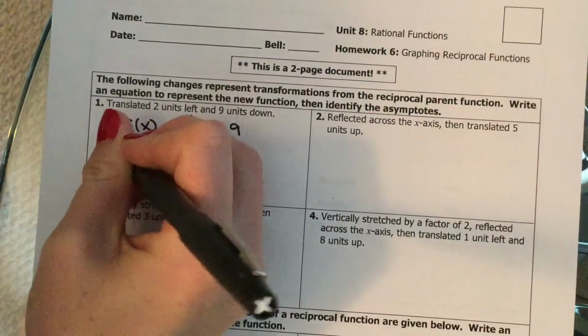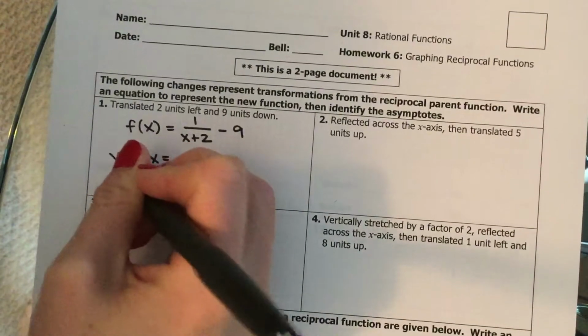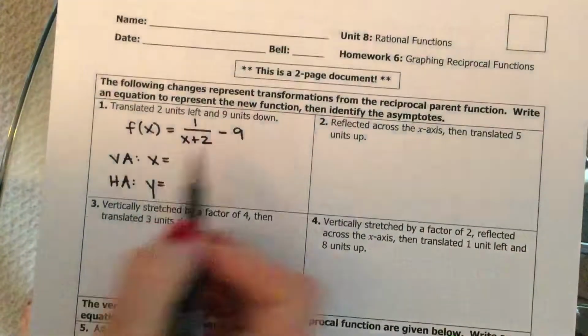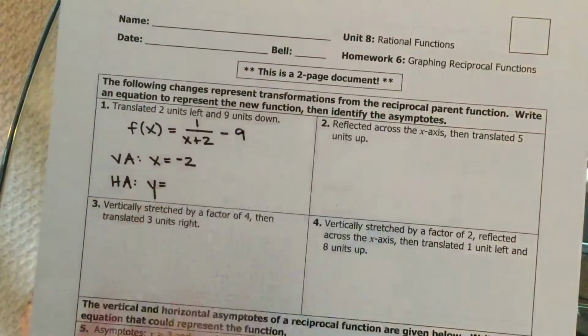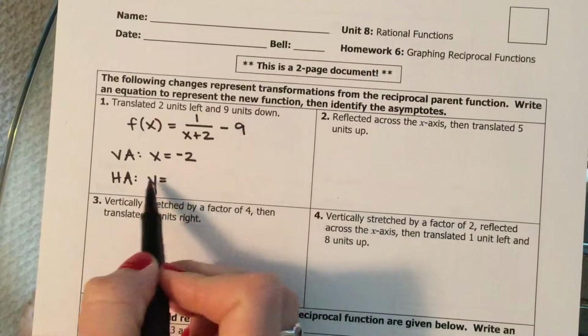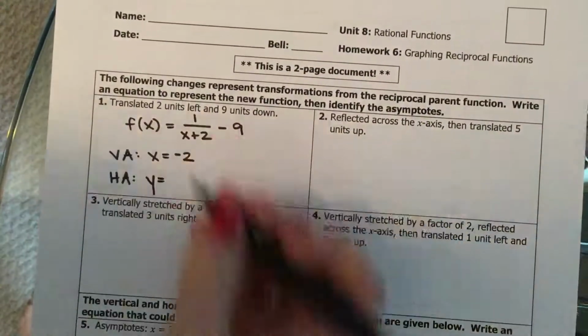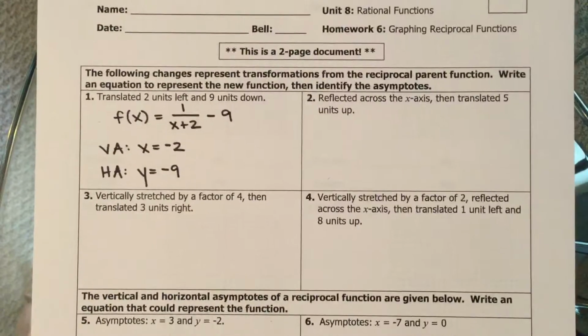Okay, so we're going to have a vertical asymptote, which is always an x equals, and we're going to have a horizontal asymptote, which is always a y equals. So we shift 2 units to the left, so that shifts from 0 over to -2. And the default here is 0, but we shift everything 9 units down, so it shifts to -9. So that's that first section.